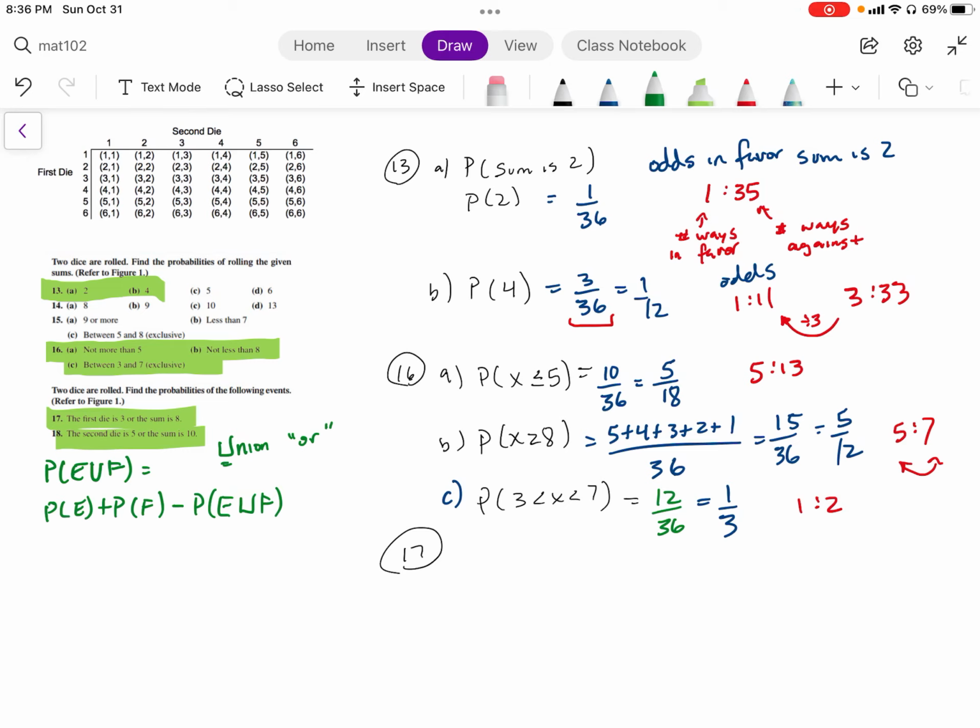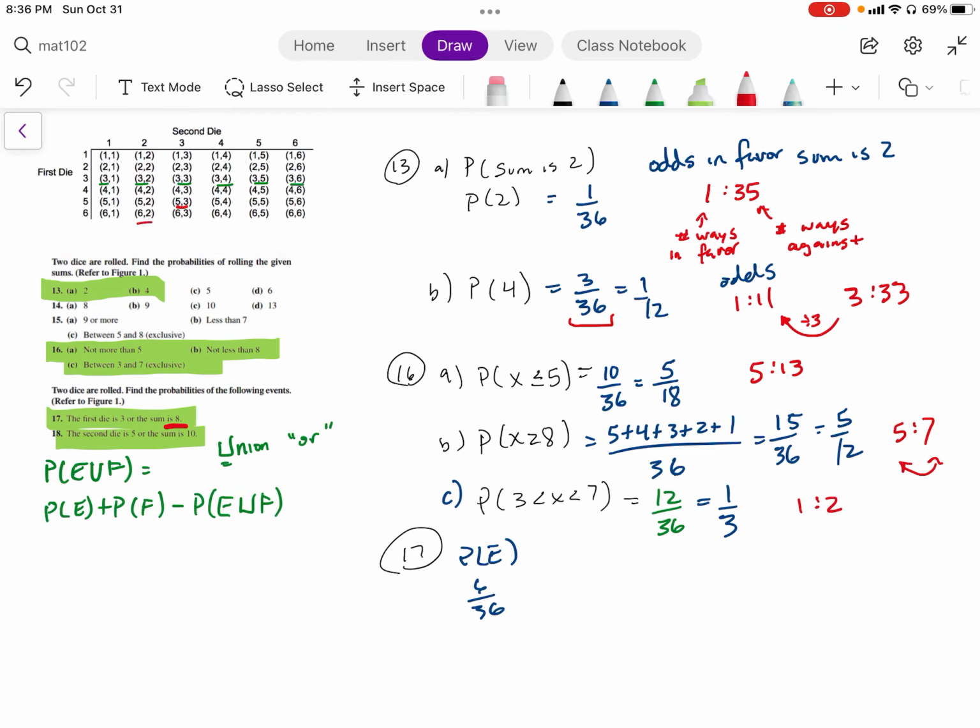If we look where the first die is 3, we have those 6 combinations. So the probability the first die is 3, we'll just call that E. I'm not going to write it out. Probability of E, I know, is 6 ways out of the 36, and then the probability of F, so we're going to call F the sum is 8, because that's or, right? Or the sum is 8.